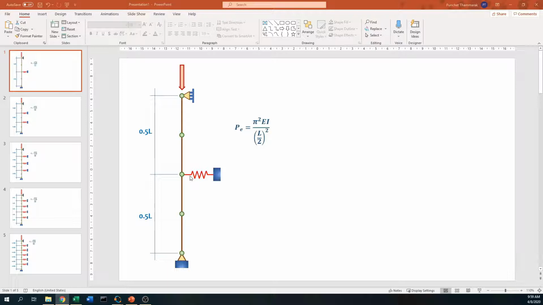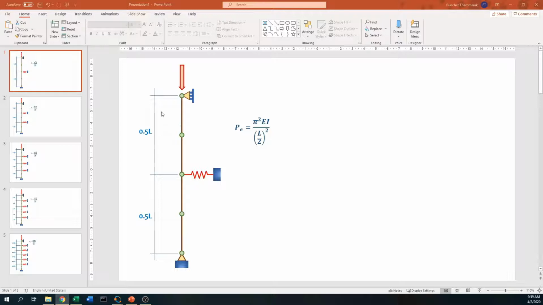capacity, but once you introduce the spring, you find that the capacity is going to increase. And when the spring is stiff enough, what is the stiff enough value? The stiff enough value is the value when you are able to mobilize pi square EI over (L over 2) square. That is the value that is stiff enough. That is the K ideal.